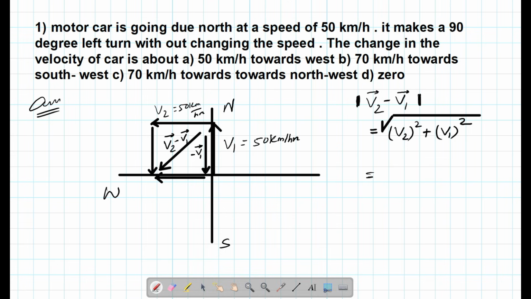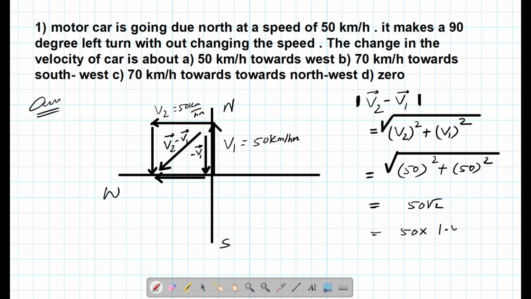So this is V2 minus V1: the square root of 50 square plus 50 square. So this would be 50 root 2. So 50 root 2 is how much? With 1.414, this is 70. So this is 70 kilometer per hour.